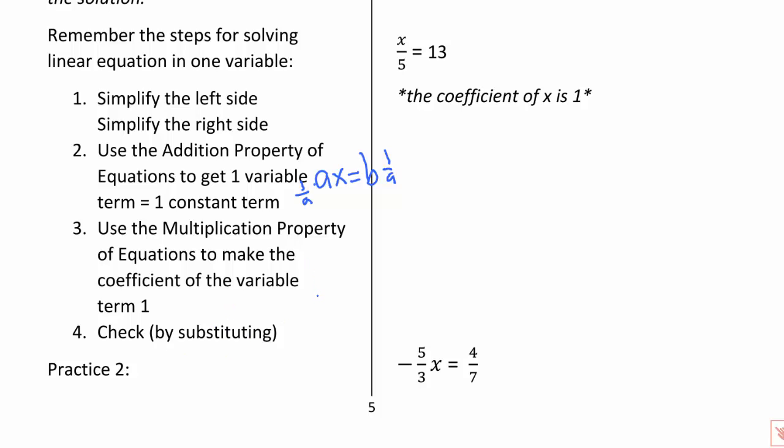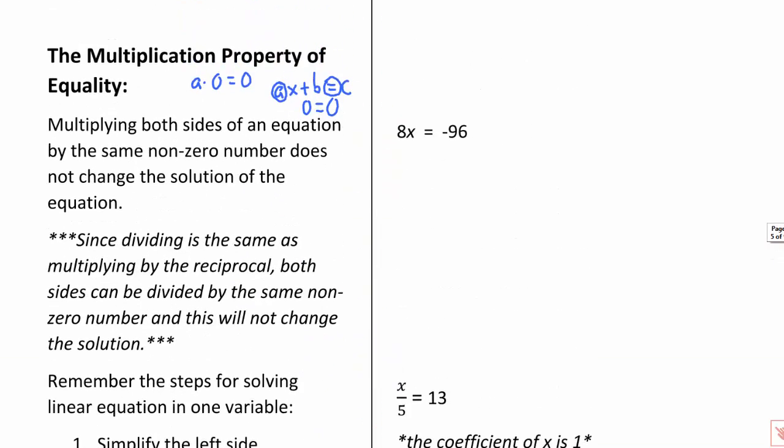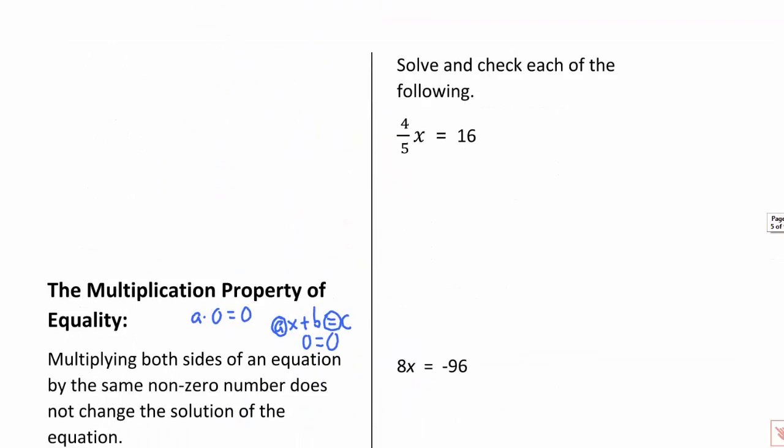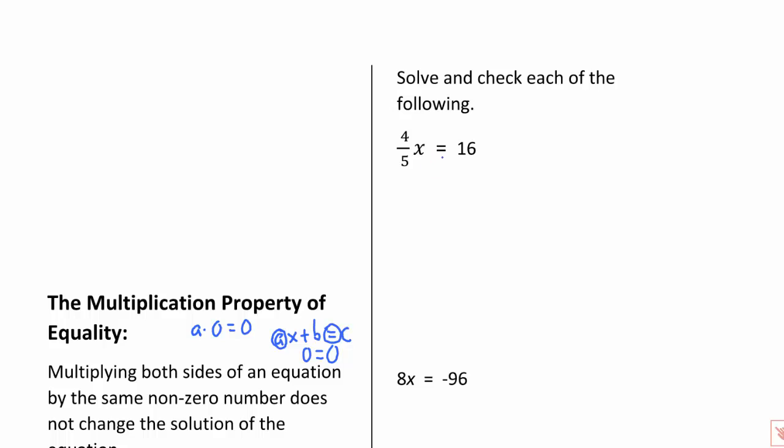Okay, I'm going to go ahead and stop this video here. In the next video, we're going to go ahead and do practice 2 here, and practice 2 actually starts at the top of the page here, right there, with 4x equals 16. So we'll start with that one on the next video.